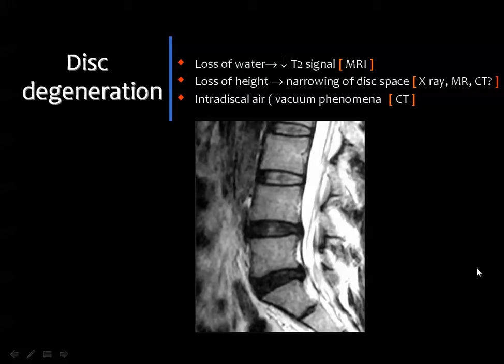The first stage of disc degeneration is loss of water, and in the T2 weighted image, normally you will see the disc of bright signal, but if you see that the disc is black, then you know that the disc has lost its water content. And this is a degenerated disc L4-5, and this is also a degenerated disc L5-S1.